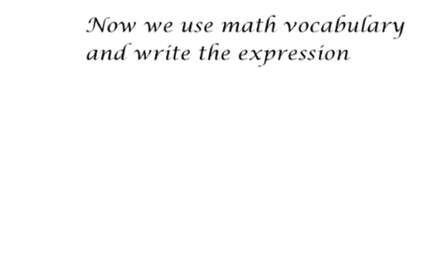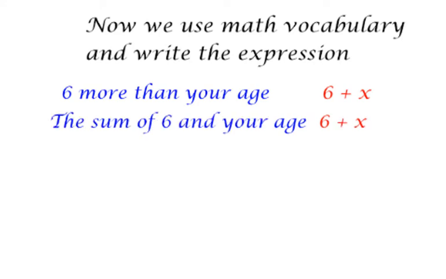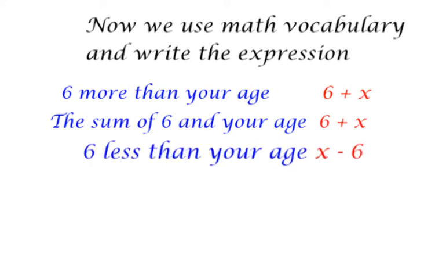Now we use math vocabulary and write the expression. 6 more than your age. Well, that's going to mean 6 plus x, your age x plus 6. 6 more than your age. I could also say the sum of 6 and your age. 6 plus x would be the same exact thing.